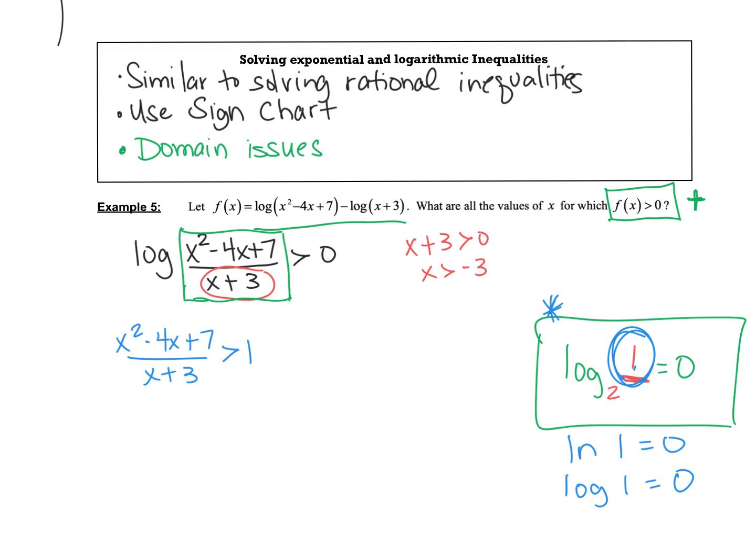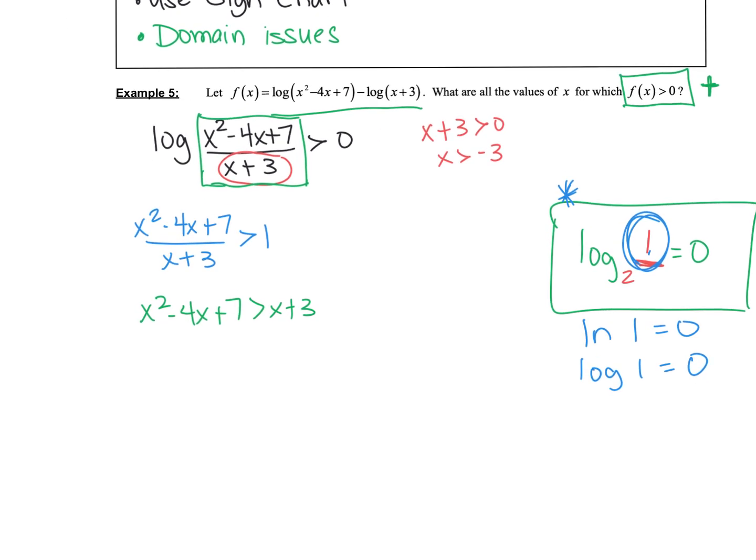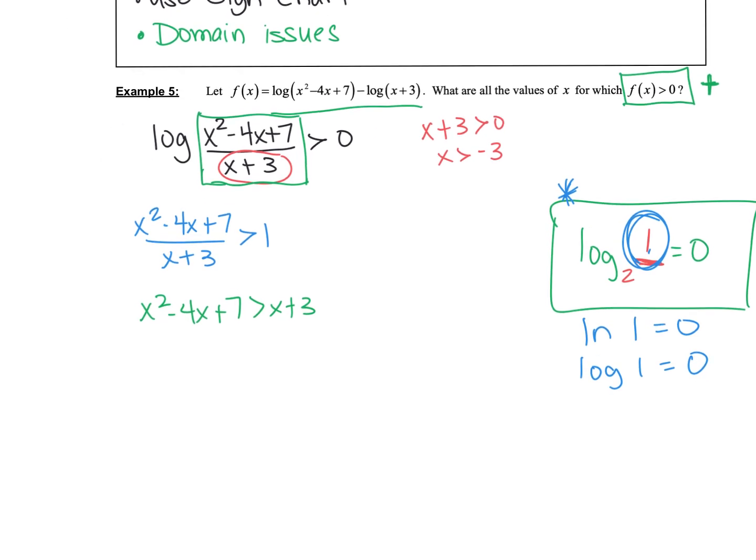All right, so here's what we're going to do next. Let's simplify this. I'm going to multiply by x plus 3, so that I get x squared minus 4x plus 7 is greater than x plus 3. I multiplied by that denominator to clear the denominator so that I don't have a rational function to deal with. It's quadratic in nature, so let's pull it all back over. So I have x squared minus 5x plus 4 is greater than 0.